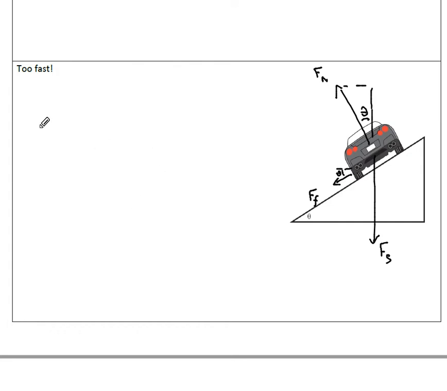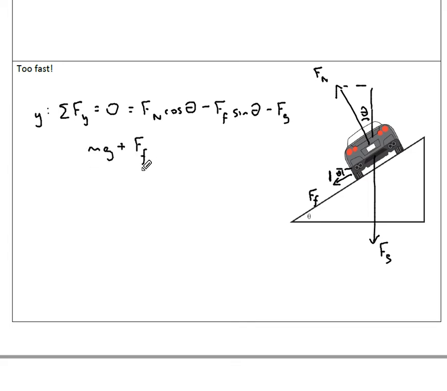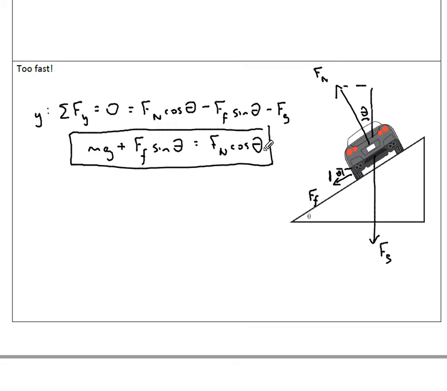So we end up with very similar equations as before. We have sum of the forces in the y direction is equal to 0, which is equal to Fn cos theta. But this time we see that force of friction actually has a downward component. So we get minus force of friction sine theta minus force of gravity. So we end up with mg plus force of friction sine theta is equal to Fn cos theta. So that is our equation in the y direction.